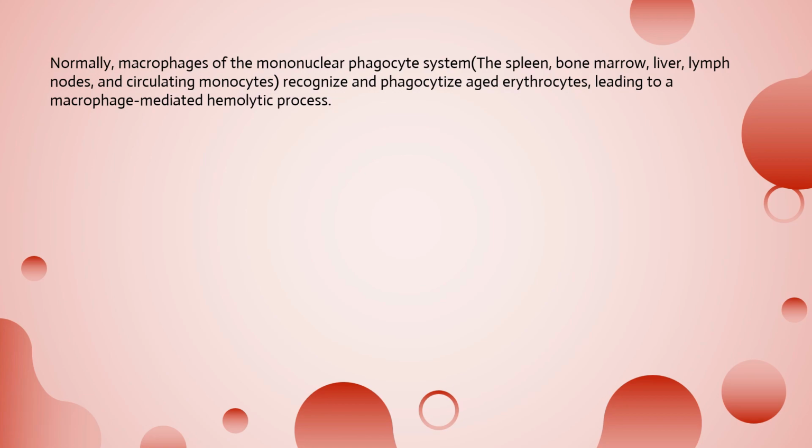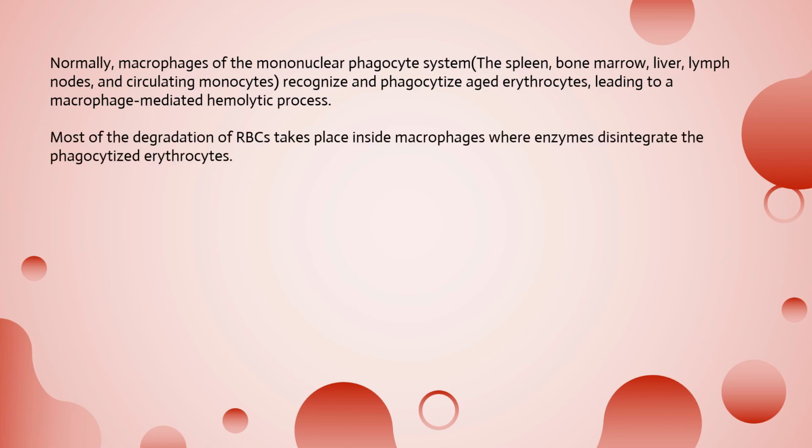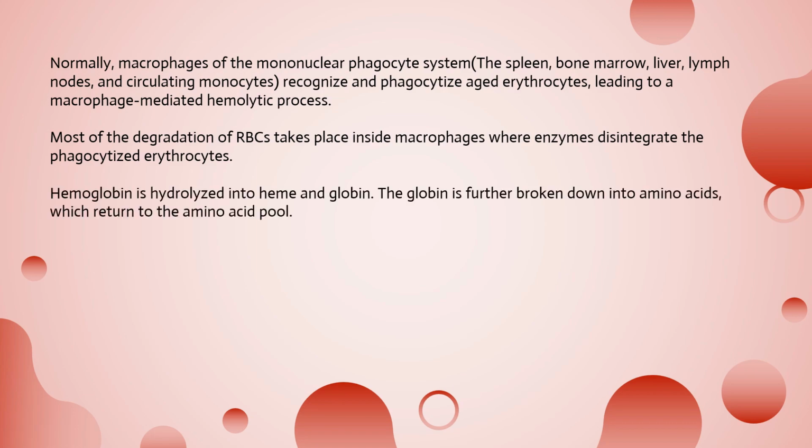Normally, macrophages of the mononuclear phagocyte system, the spleen, bone marrow, liver, lymph nodes, and circulating monocytes, recognize and phagocytize aged erythrocytes, leading to a macrophage-mediated hemolytic process. Most of the degradation of RBCs takes place inside macrophages where enzymes disintegrate the phagocytized erythrocytes. Hemoglobin is hydrolyzed into heme and globin. The globin is further broken down into amino acids, which return to the amino acid pool.